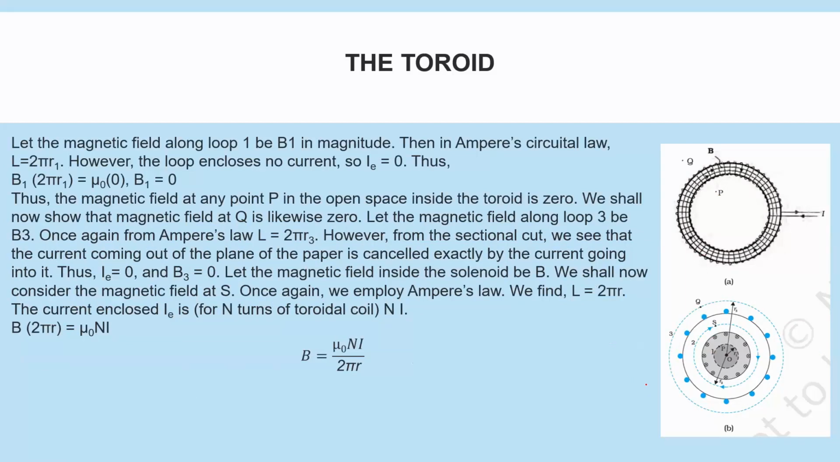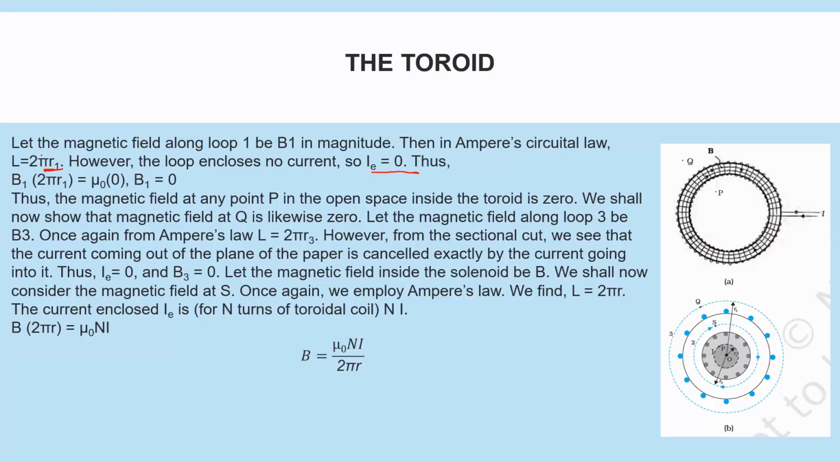Now we will take loop 1, and B1 we are going to consider as the magnitude for loop 1. So using Ampere's law, we are going to consider the circumference of the loop. Let R1 be the radius of loop 1. So L is going to be 2 pi R1, and the loop is enclosing no current. Inside there is no current per se in the inside part of the toroid, where loop 1 is situated. So your I0 becomes 0.